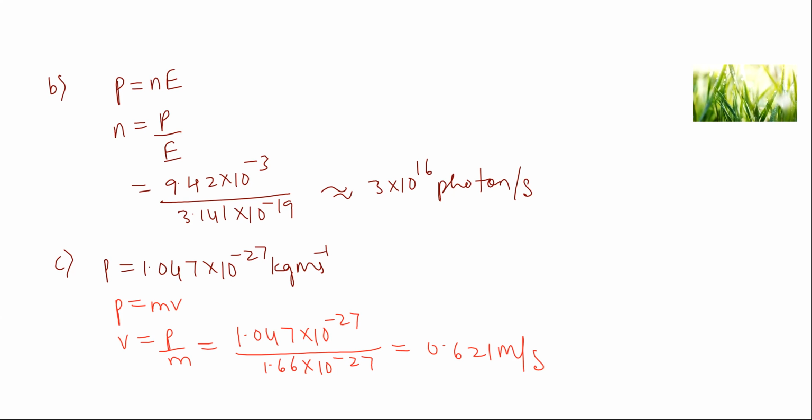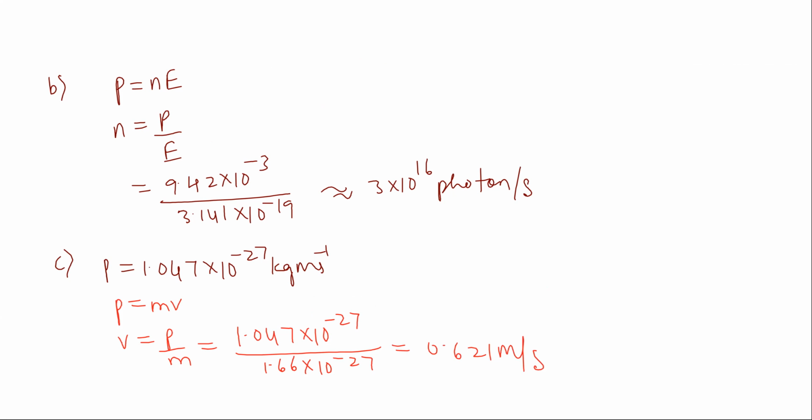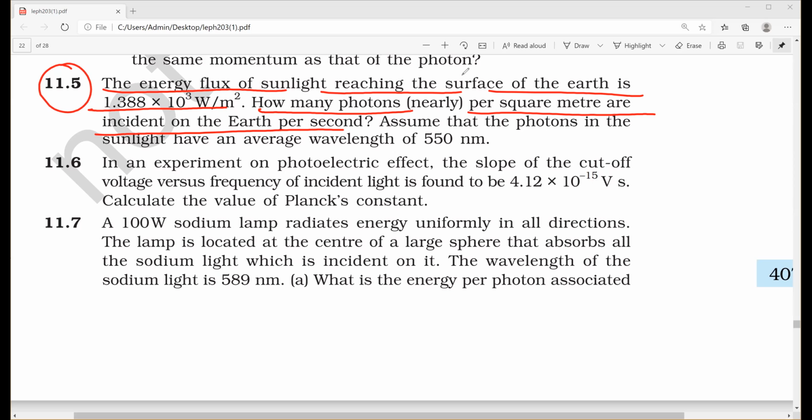So next we shall move to the next problem. That is 11.5. Look at what they have asked in 11.5. The energy flux of sunlight reaching the surface of the earth is 1.388 into 10 to the power of 3 watt per meter square. How many photons per square meter are incident on the earth per second? Assume that the photons in the sunlight have an average wavelength of 550 nanometer. So let us see how to solve 11.5.